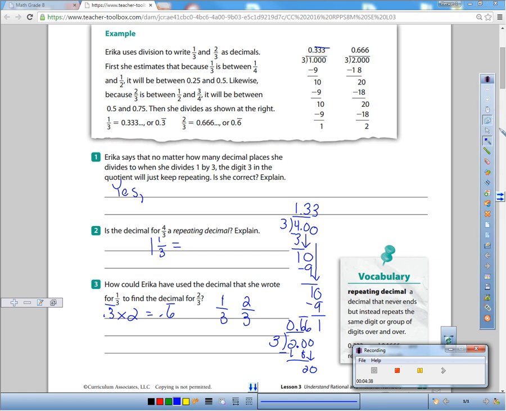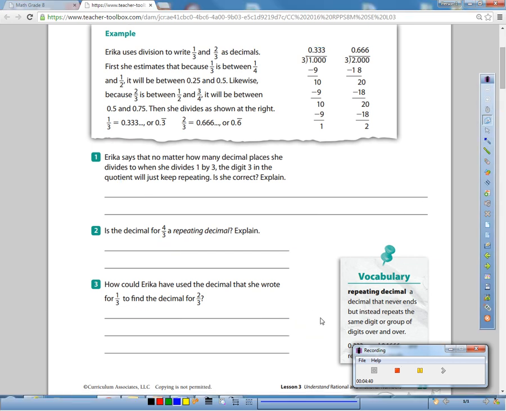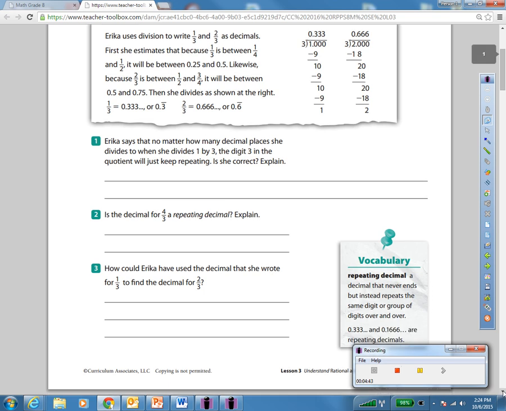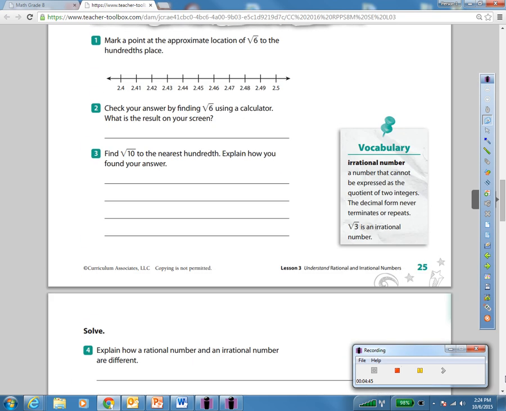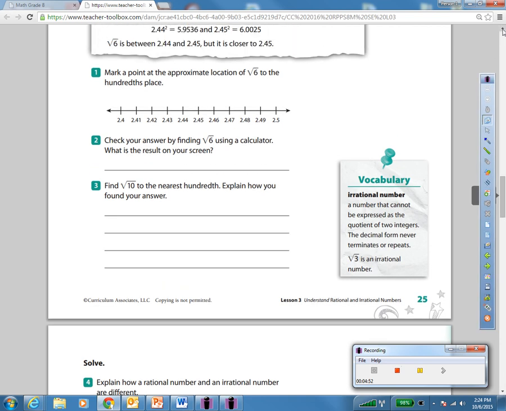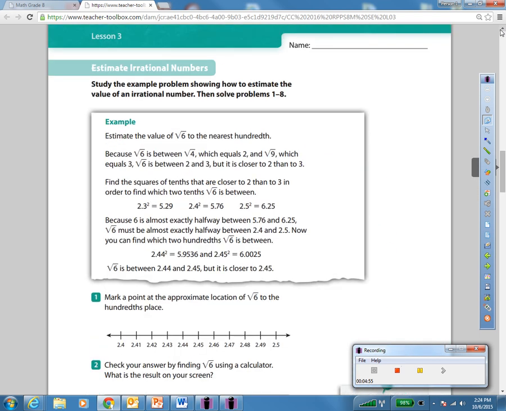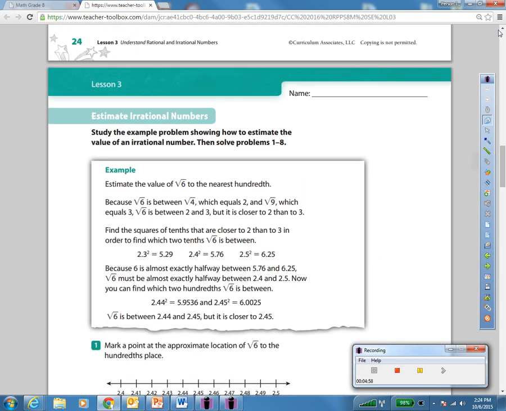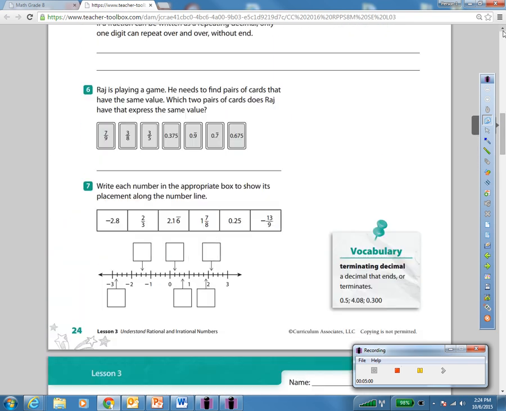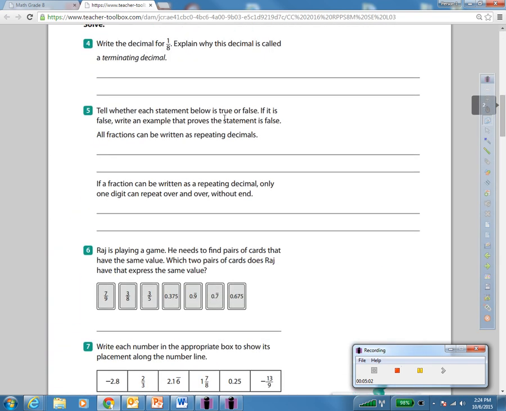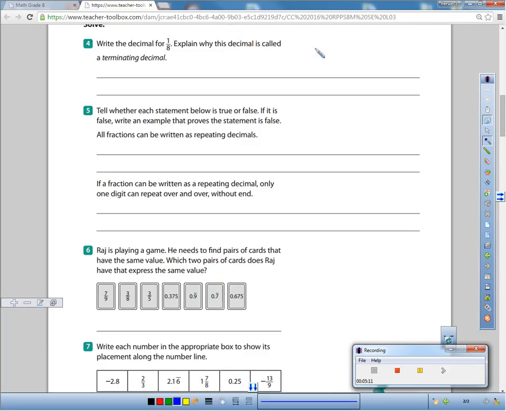Okay, let's go on to number 4. Okay, so here's number 4 and 5. Okay, so write the decimal for 1/8. Explain why this decimal is called terminating. So we know it's terminating based on what they're saying here. And we can explain why it's called that.